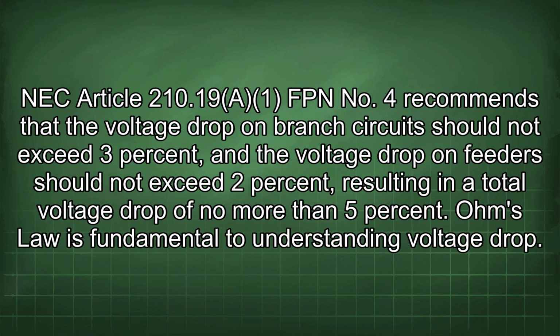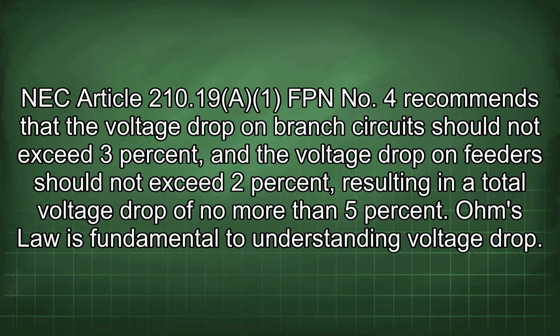NEC Article 210.19(A) FPN No. 4 recommends that the voltage drop on branch circuits should not exceed 3%, and the voltage drop on feeders should not exceed 2%, resulting in a total voltage drop of no more than 5%.